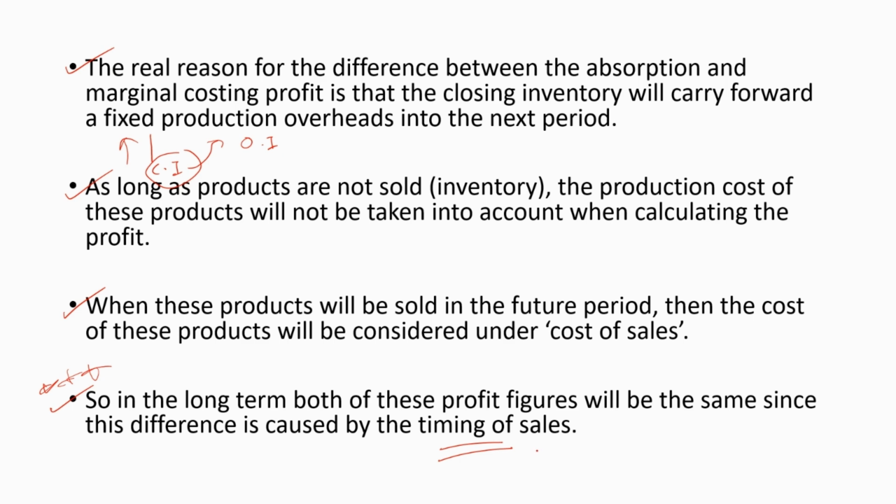Usually we calculate the profit annually. When this happens, there can be closing inventories. This closing inventory will be the opening inventory in the next period. So there will be a difference in profit figures under marginal and absorption costing. If we calculate the profit in the long term, let's say 3 to 5 years, the profit figures will be the same because these closing inventories will be sold in the long term. So all the production costs will be taken into account when calculating the profit figures.